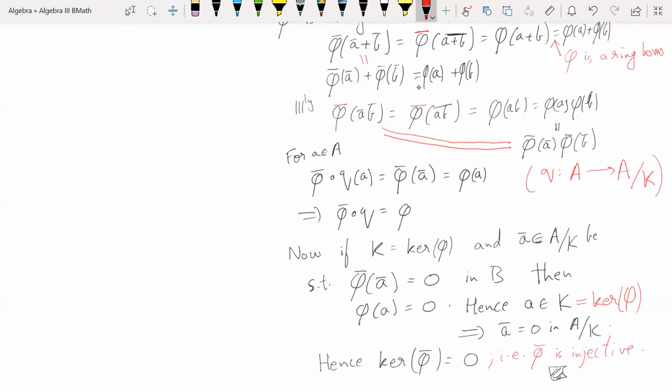So I guess you have seen it in group theory that a group homomorphism is injective if and only if the kernel is trivial. That is what we are using. Phi bar, remember, is also a group homomorphism, so we don't really need a corresponding statement for rings formally. Okay.